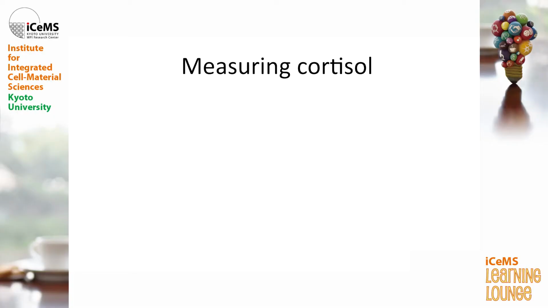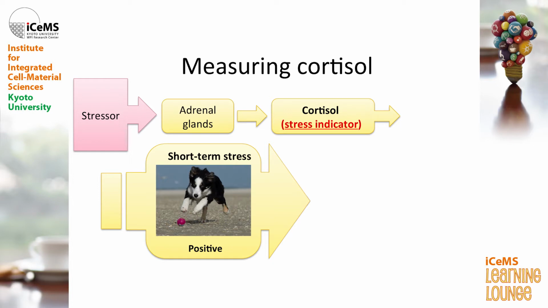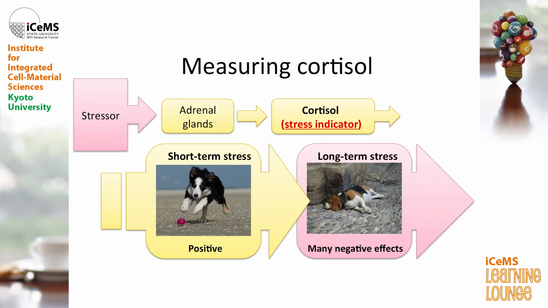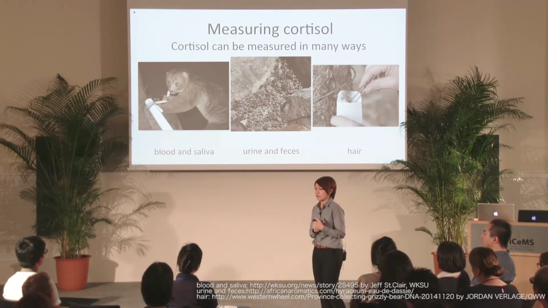One way we can do that is by measuring cortisol levels. When we face stressors, our adrenal glands secrete a hormone called cortisol, so it's often used as an indicator of stress. The short-term increase of cortisol is adaptive. It can help us to deal with the stressors. But long-term exposure to cortisol can have many negative effects, including an impaired immune system and also reduced reproductivity. There are many ways that cortisol can be measured, for example, in blood, saliva, urine, feces, and also hair.